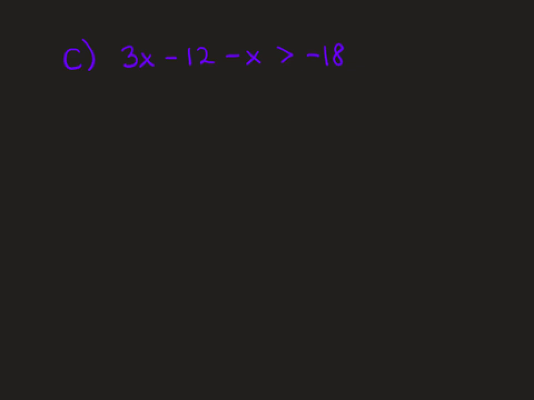C part, 3x minus 12 minus x is greater than negative 18. This is a multi-step inequality because I can simplify. On that left side, I have a 3x minus x. 3x minus x is 2x. I can bring everything else down. And then I can't do anything else to simplify, so I'm ready to start solving a two-step inequality.